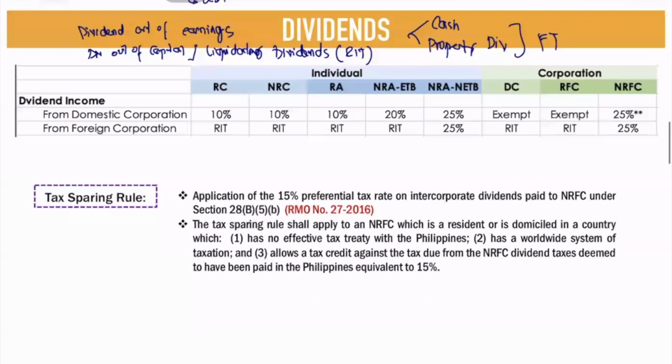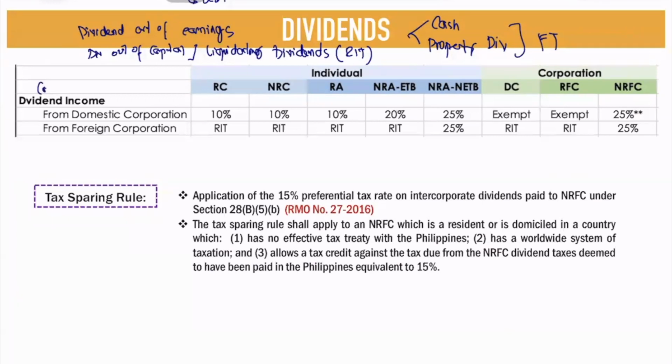Tignan nyo muna yung dividend. Hindi lahat ng dividend taxable under final tax. Tignan nyo kung cash or property dividend or liquidating dividend. So cash or property dividend, final tax; liquidating dividends, RIT. Now, let's go now to our dividends itself. So in short, cash or property dividend.